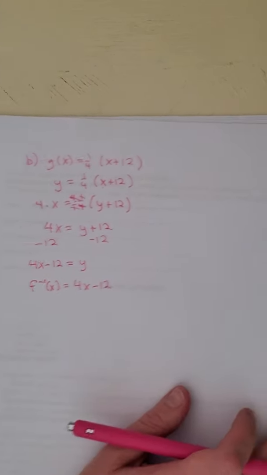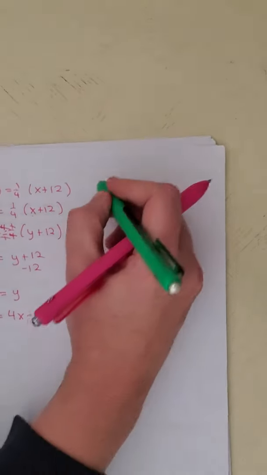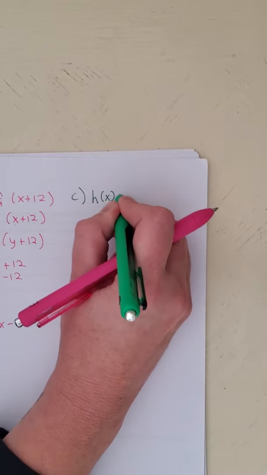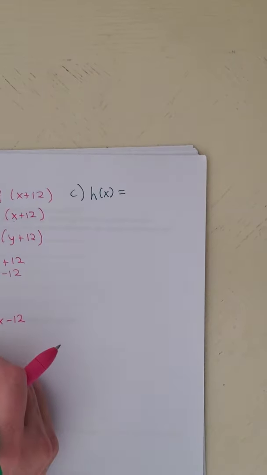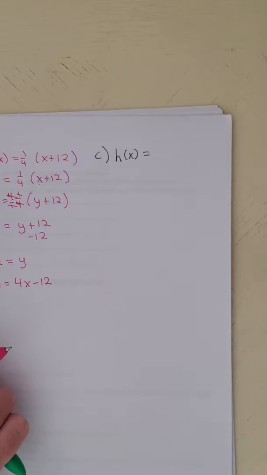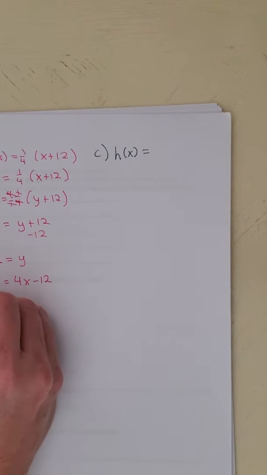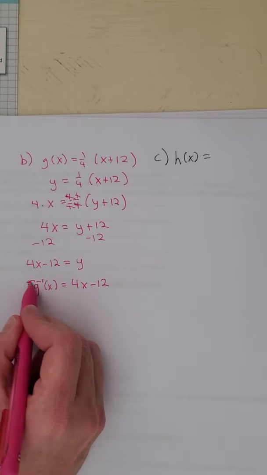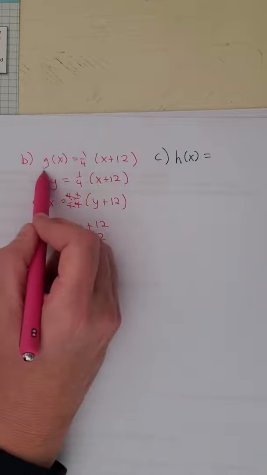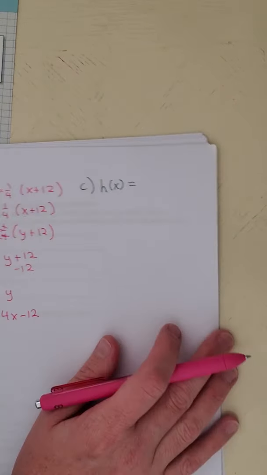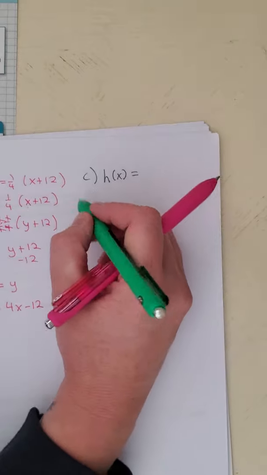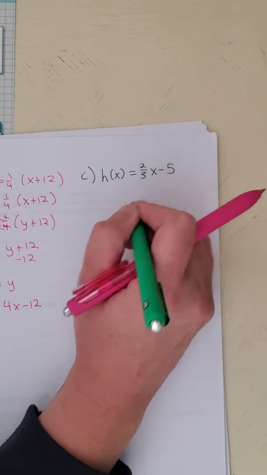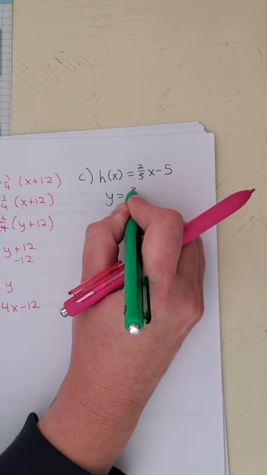All right, let's do the next one. Try these. So for C, our function is h of x equals, oh, I'm sorry, this should be a g. I forgot that we were using g. So not f, this is going to be g inverse of x. So g inverse. All right, h of x equals 2/3 x minus 5. So I'll rewrite this using y.